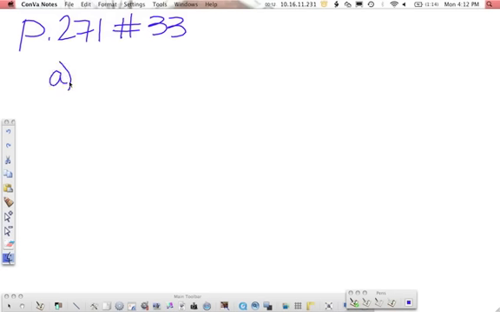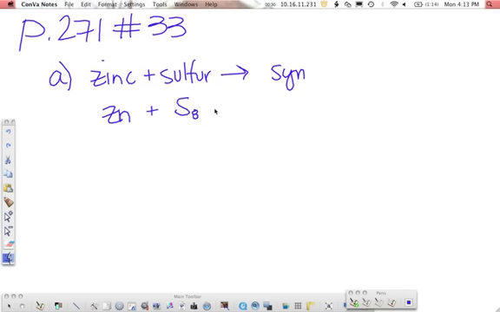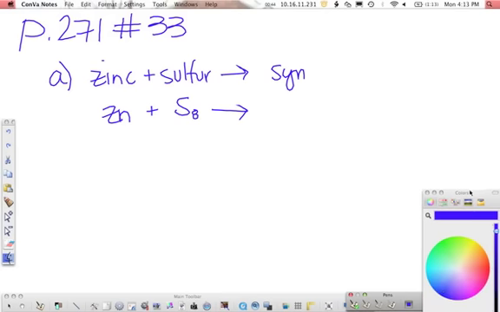A says zinc plus sulfur yields. Well, since I have two individual elements, that tells me that this is going to be a synthesis reaction. And so formula for zinc is Zn. Formula for sulfur is S8. Those two guys react together to form zinc sulfide, and to know the formula that this is going to be, let me get my different colors up here.